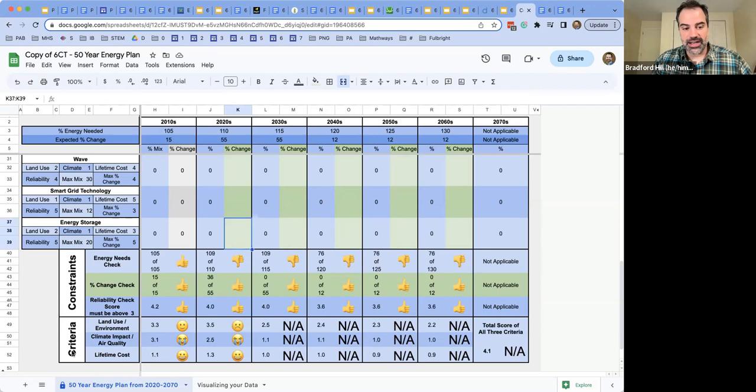Down here are the criteria, and you can think of those as the sliding scale of how good they're doing. How good are we doing on land use and the environment, the climate impact and air quality, and lifetime cost. One thing I'll say is some students want this to be happy in the 2020s, but there's no way to get happy in the 2020s, because it is going to take more than the 2020s to reduce the climate impact of our power production. So just be ready for that. In any case, I want to finish up the overview, and then I'll hand it over to Matt to catch what I skipped over.